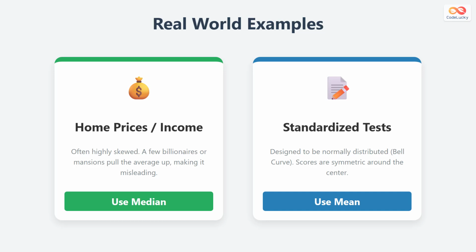Let's apply this to the real world. House prices and incomes are almost always positively skewed by the super wealthy, so we use the median to describe them. On the other hand, standardized test scores are designed to be symmetric, so the mean is the standard measure used to track performance.